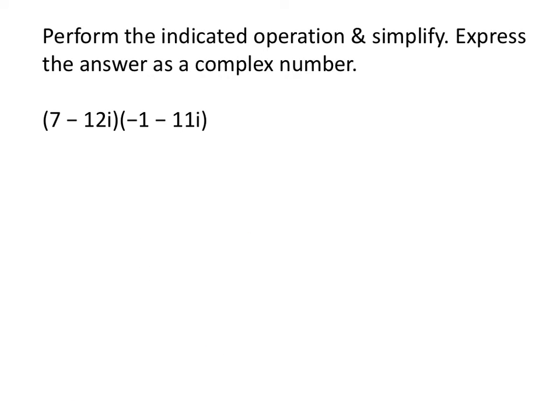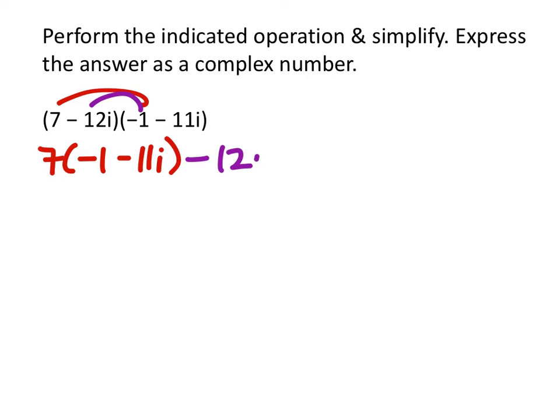So we'll just multiply these. Nothing too bad on that. This is just multiplication of two binomials, which we have a lot of experience with now. So I'm going to distribute the 7 into that parentheses. We'll write that out: 7 times negative 1 minus 11i. And then we'll also distribute this negative 12i into that parentheses as well. So negative 12i times the same negative 1 minus 11i.